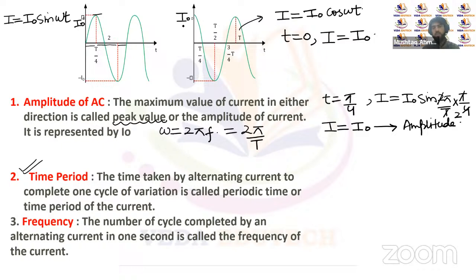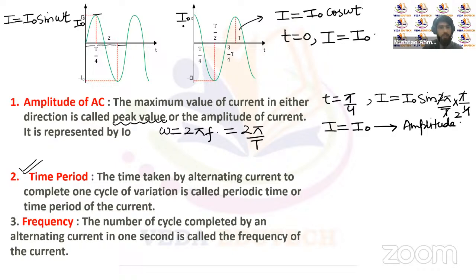And the frequency is the number of cycles completed in a given time. So that's the frequency. We can write it as the number of cycles completed per second. That's what we call the frequency of any object. So here it will be the frequency of this AC wave, or the AC current. So this was with respect to the basic terminologies.